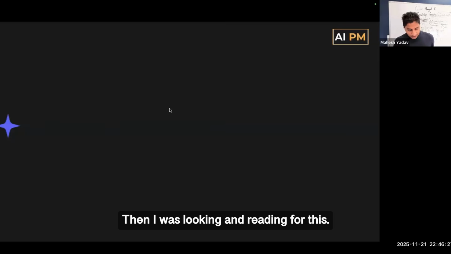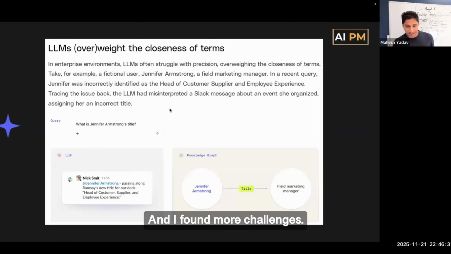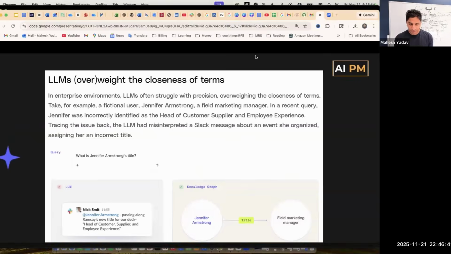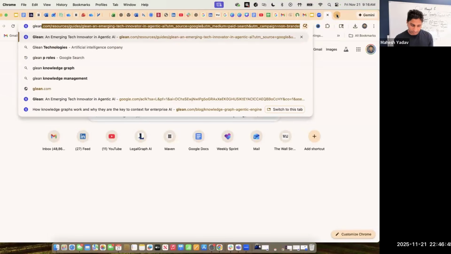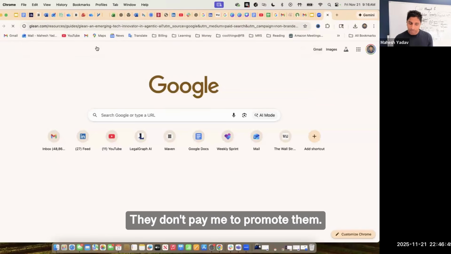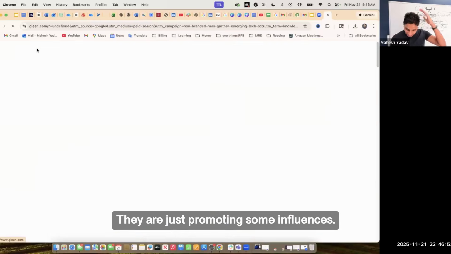Then I was reading about this, and I found more challenges. So this is Glean. Glean is a company which allows you to have knowledge management inside your company. Everybody knows Glean? Glean is the company I got the case study for. I have no affiliation. They don't pay me to promote them. I wish they did.